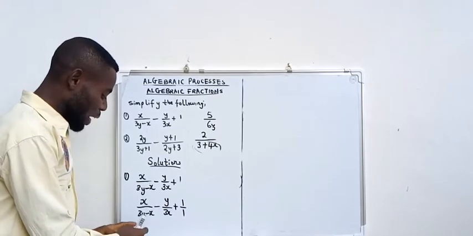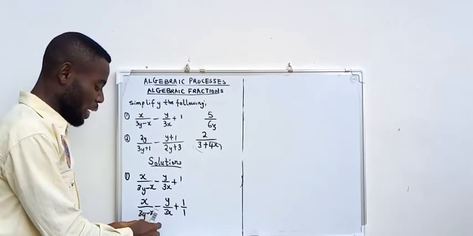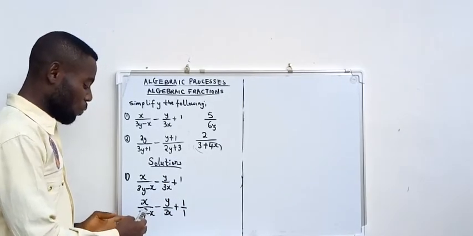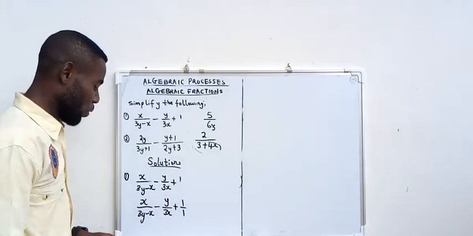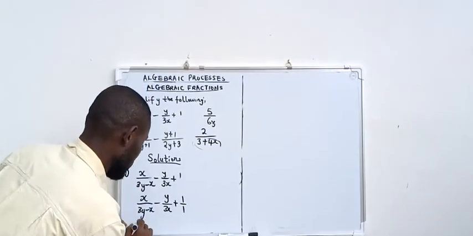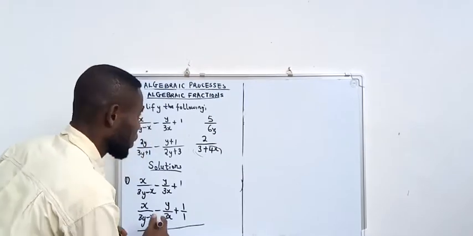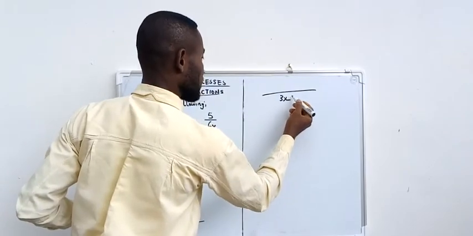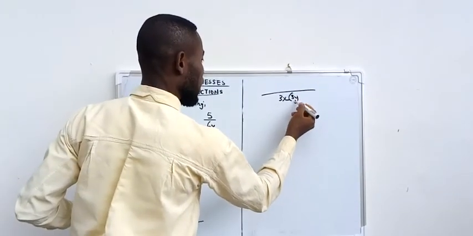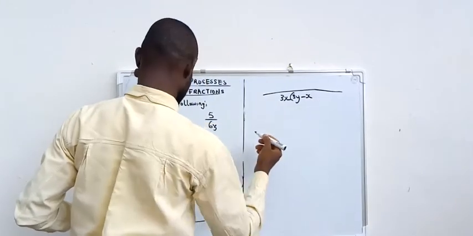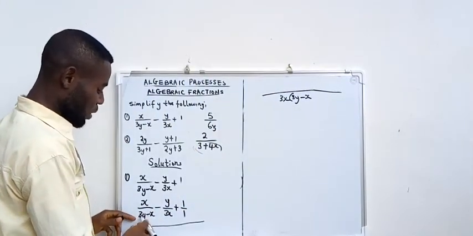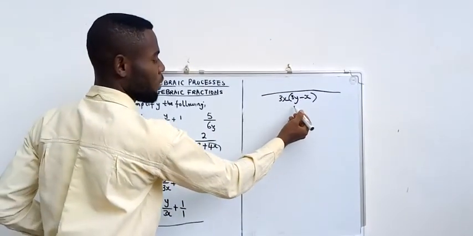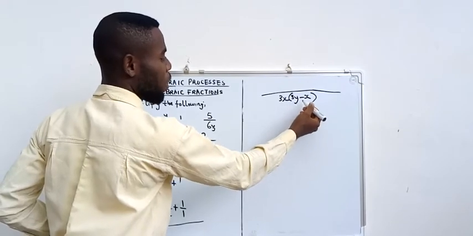So the denominators here are these: 3y minus x, 3x, and 1. What do we do? You get the LCM of the denominators, which will give us 3x bracket 3y minus x. We use this to divide this: 3y minus x, divided by 3x bracket 3y minus x.